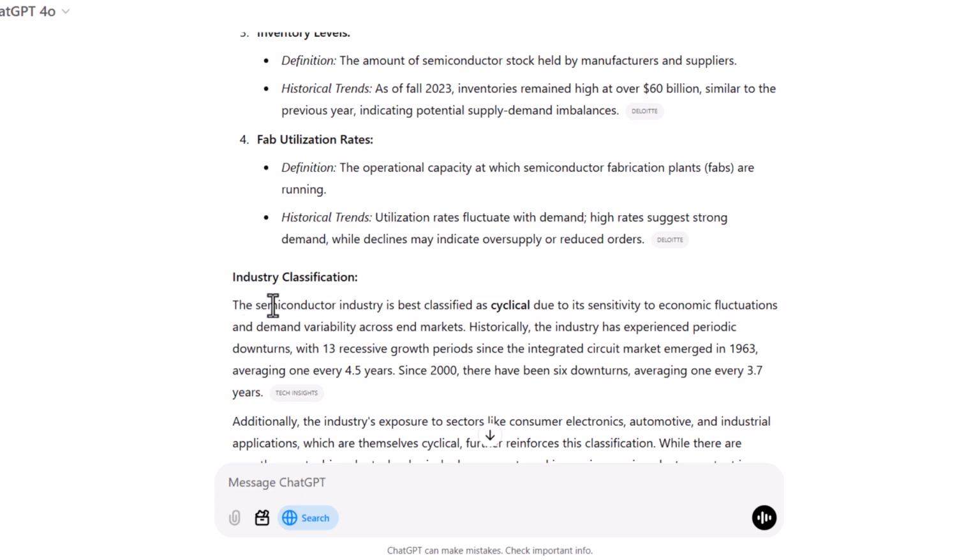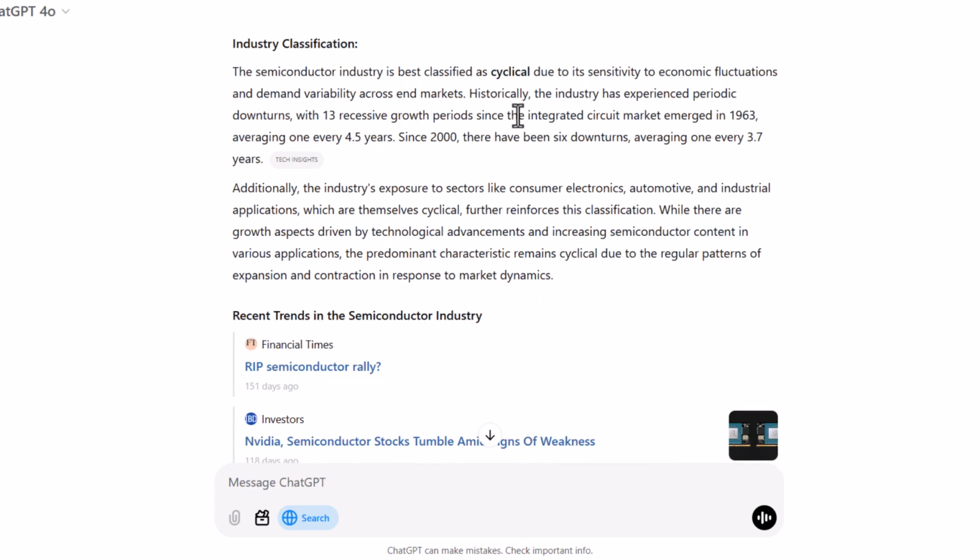And it's giving the semiconductor industry a classification of cyclical due to the sensitivity to economic fluctuations, which I would agree. I would also say that you could classify it as a cyclical growth industry, but the model is providing additional information in terms of how the market has fluctuated historically, which is of course relevant to investors.